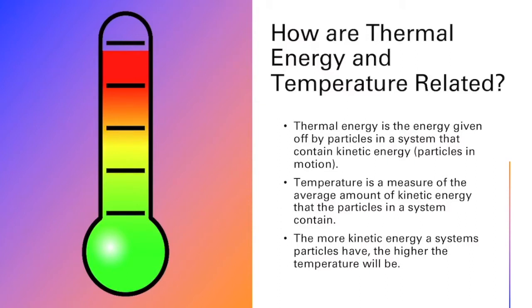Thermal energy is the energy that's given off by particles in a system that contain kinetic energy. Everything has a certain amount of thermal energy because everything contains kinetic energy, or particles that are in motion. But the temperature is a measure of the average amount of kinetic energy that the particles in that system contain. The more kinetic energy a system's particles have, the higher the temperature is going to be.